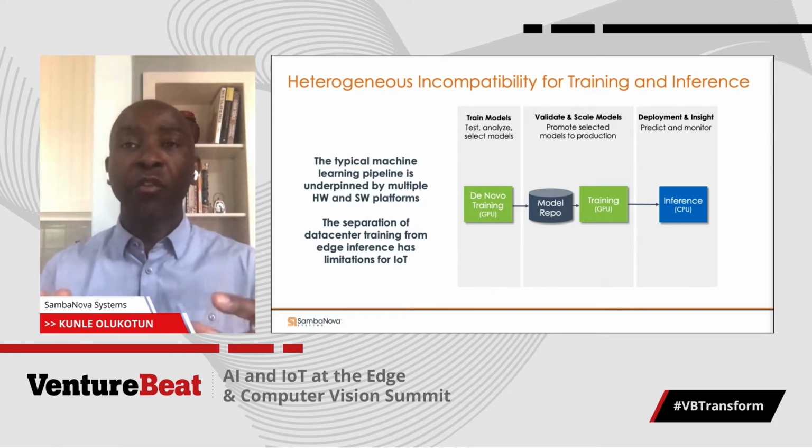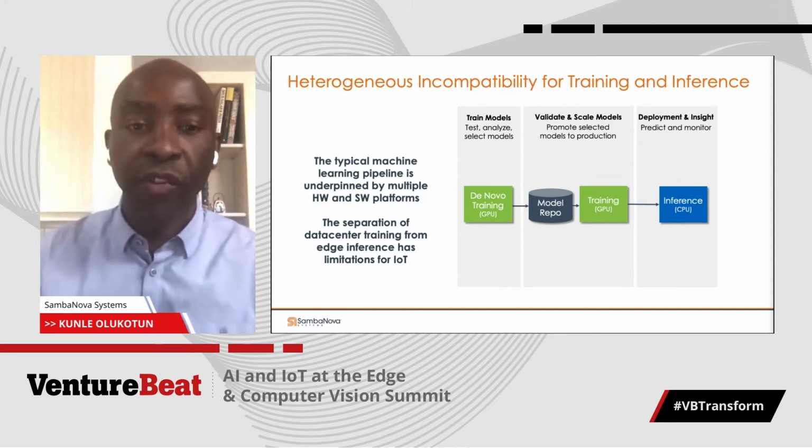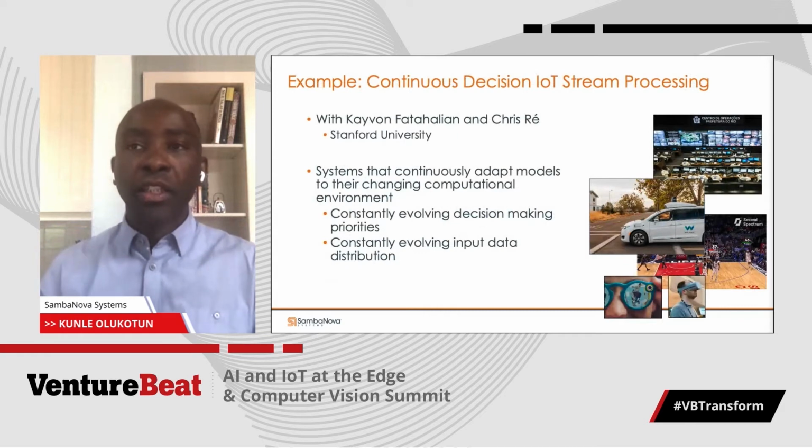And so what has to happen is you've got to revalidate the model that you trained on a GPU in order to run it on the CPU. And furthermore, you don't have the ability to modify the model by retraining on the CPU because the CPU does not support training very efficiently. So this difference between training and inference is particularly a problem if you want to continuously do IoT stream processing.